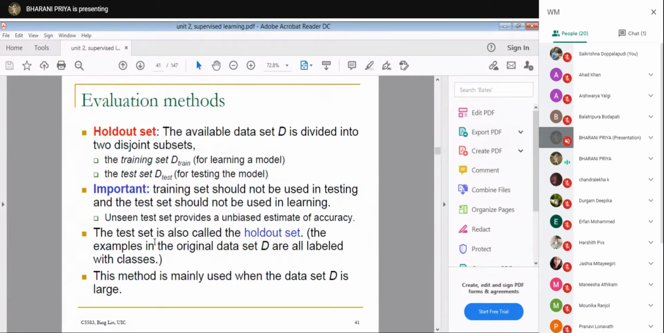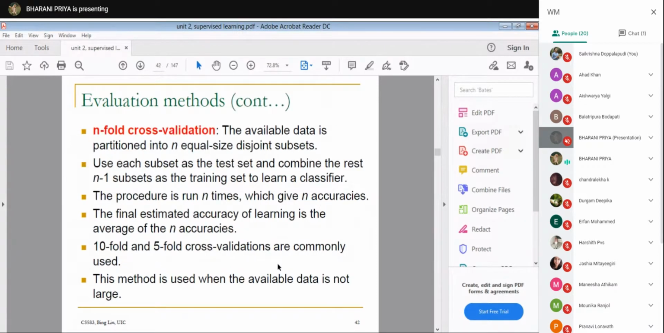So this test set is also called the holdout set. Ma'am, does dividing into two mean holdout set? Only the test set is called the holdout set. Oh, okay, ma'am. And this type of method is used when the data set is large.